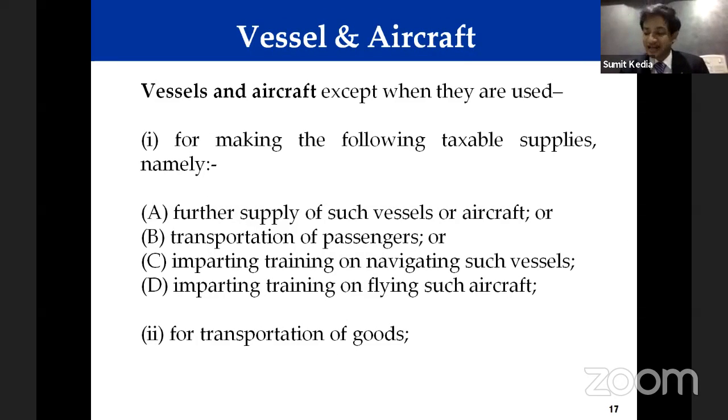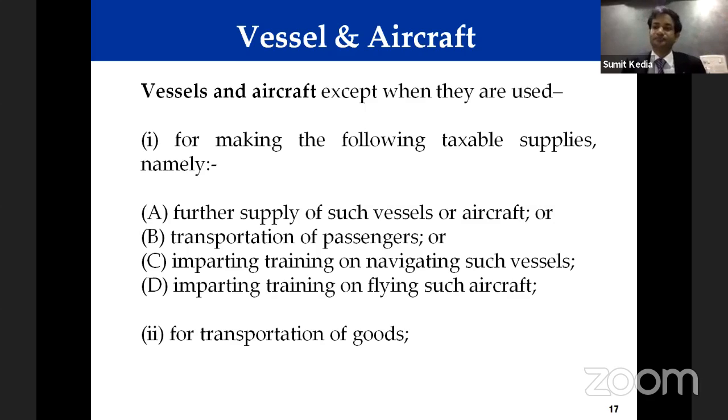Next, in the case of vessels and aircraft, almost the same reasoning applies. ITC will not be allowed on vessels and aircraft except when they are used for making the following taxable supplies. Namely, if the vessels and aircraft are used for further supply of vessels and aircraft, it will be allowed. If it is used for transportation of passengers, ITC will be allowed. If it is for imparting training or navigating that vehicle, flying the aircraft, it will be allowed. So the same kind of reasoning: if I'm using it for further supply and transportation, credit will be allowed in vessels and aircraft also.